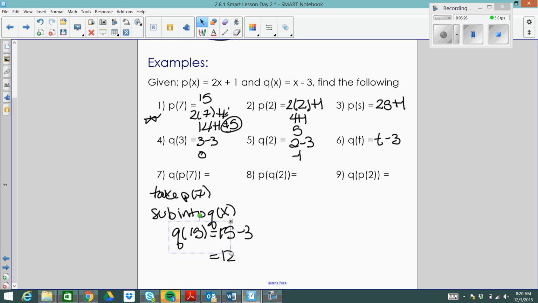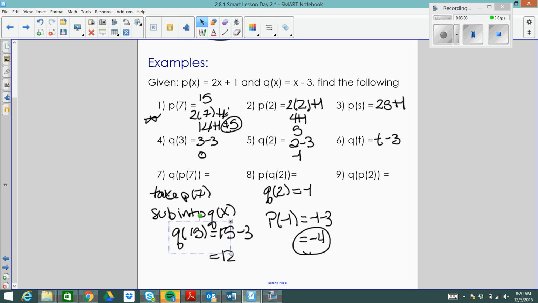So here, p of q of 2 means that I first substitute 2 into q of x, which we already did here. So q of 2 gave me -1, so now we're going to substitute -1 into p of x to get -1 minus 3, which is -4. So p of q of 2 is -4. Again, first substituting 2 into q of x, and then our answer into p of x.